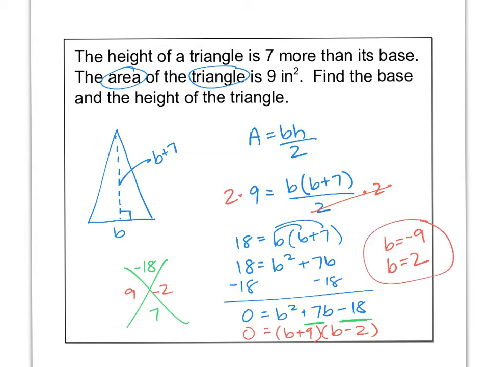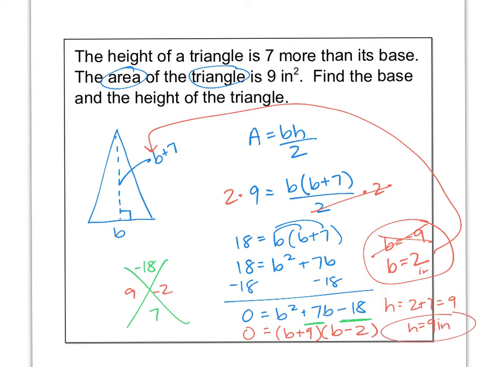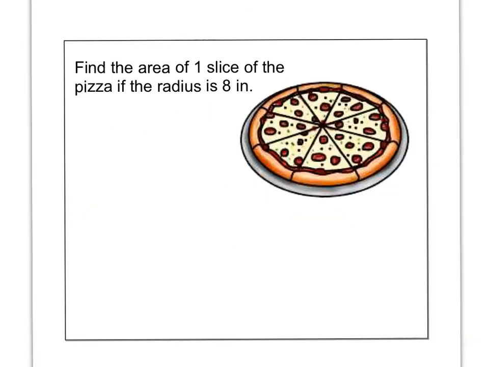Now, do both of these make sense for the length of the base of a triangle? I would say no. You're never going to have a negative base. So in this case, our base of our triangle is going to be 2. And then to get your height, just take your 2 and plug it in. So the height is going to be 2 plus 7, which is 9. And it's inches and inches. That was a tricky one, definitely with the factoring in there. Go ahead and pause the video and give this one a try.